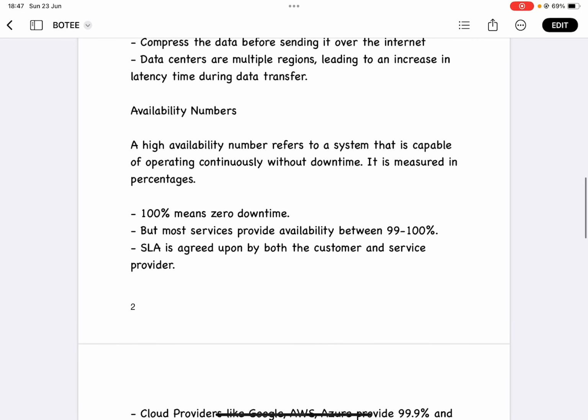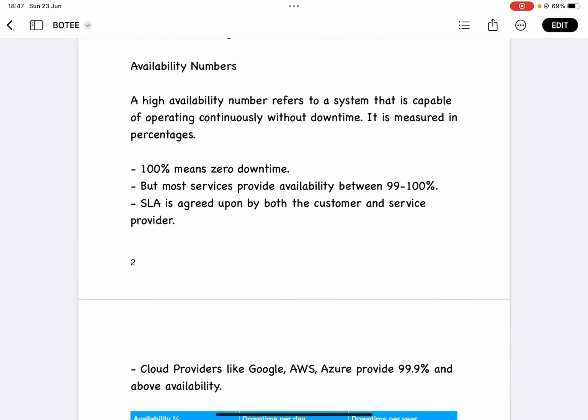Next is availability numbers. Consider you have built an app, like an e-commerce app or a food delivery app. You have to ensure that the app is up and running 99% of the time or more, available for the user to use. That is what availability refers to. In basic terms, it is the capability of operating continuously without downtime. It is measured in percentages. 100% availability means there is zero downtime, but that is not possible in any case.